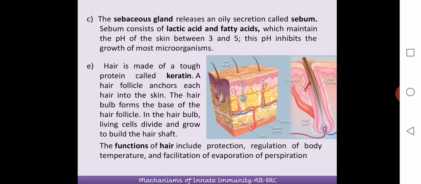And moreover, the hair bulb forms the base of the hair follicle, and through the opening of the hair follicle there is the secretion of sebum, so that organisms cannot easily penetrate the hair follicle, right? And they provide a kind of protection. And moreover, in a general sense, these are also involved in the regulation of body temperature.